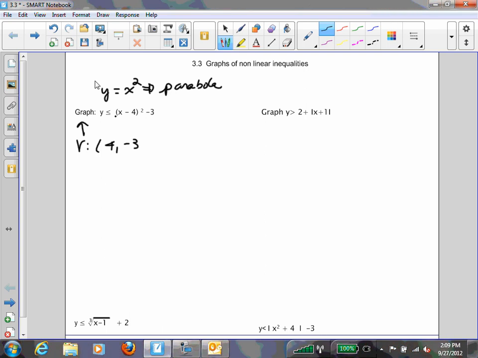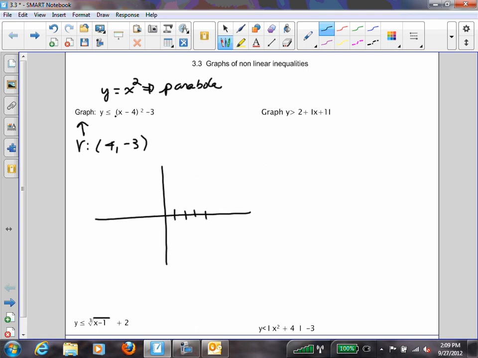4, -3. So remember, change the sign, keep the sign, right? So this is a translation, 4 units to the right and 3 units down, okay? So 4 units to the right and 3 units down means we have a parabola that opens up.